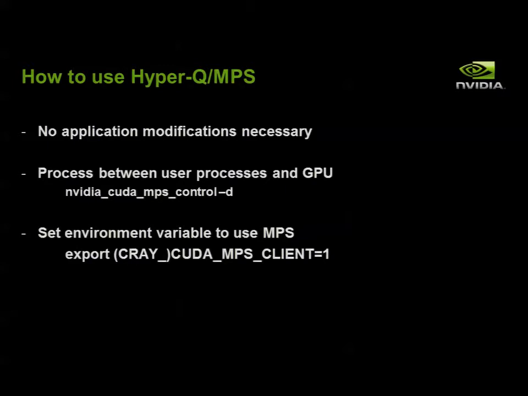There's no application modifications necessary. Basically, what you need to do is you have to have an additional process that's running on each node. On systems like XK7, this is done transparently to you. The job scheduler basically takes care of it, or I'm not even sure. Most likely, it runs persistently on those nodes. All you need to do is to set an environment variable, CRAY_CUDA_MPS_CLIENT equals 1, and at that point, you can share the GPU between multiple MPI ranks.